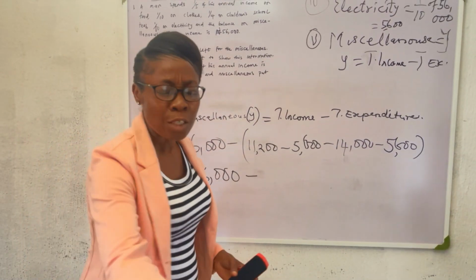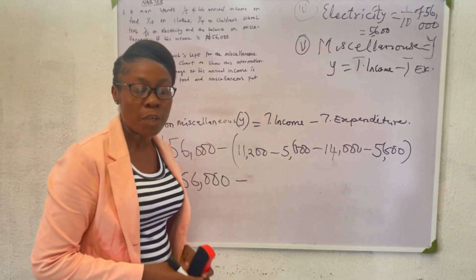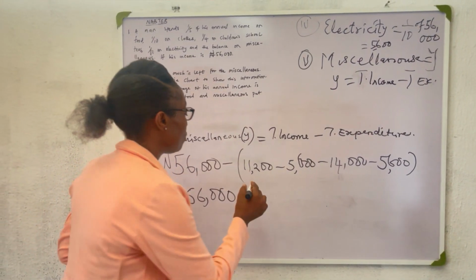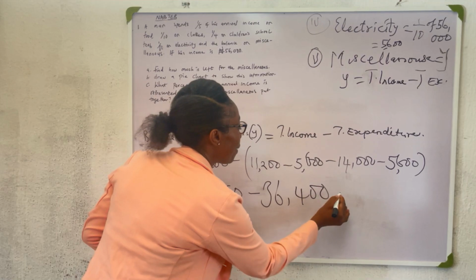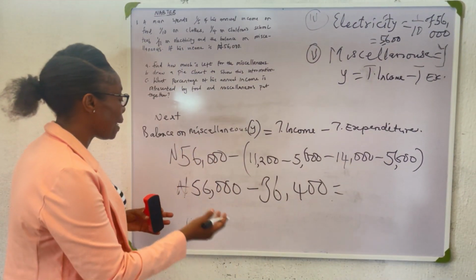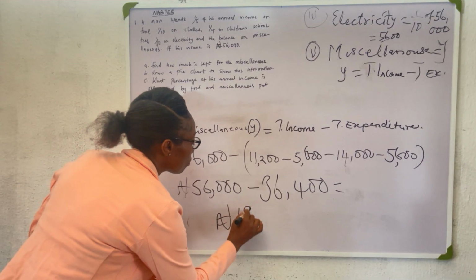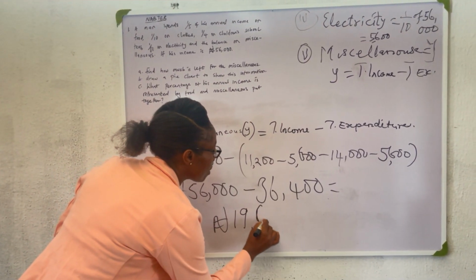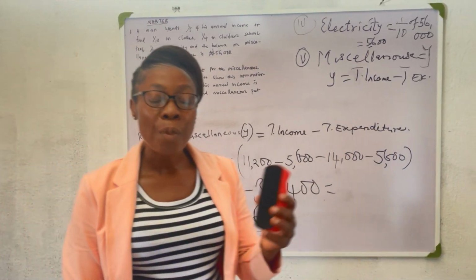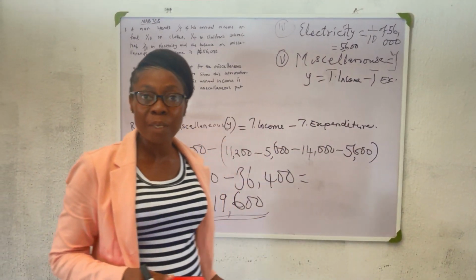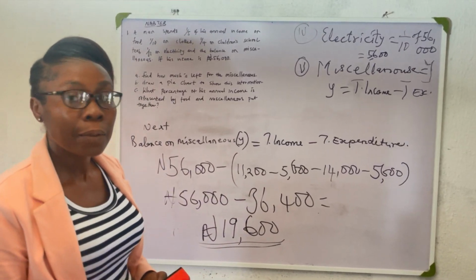This is an interactive class. Somebody tell me what total expenditure will be by adding all these figures. It's 36,400 naira. So automatically, what will we have? 19,600. This is the expenditure on miscellaneous. So we've been able to answer question A.